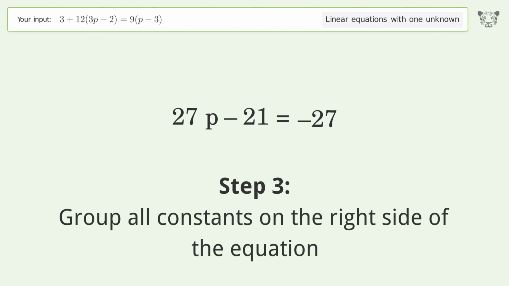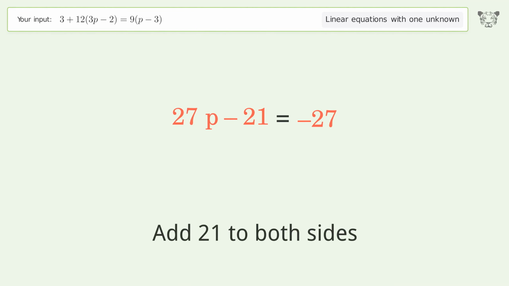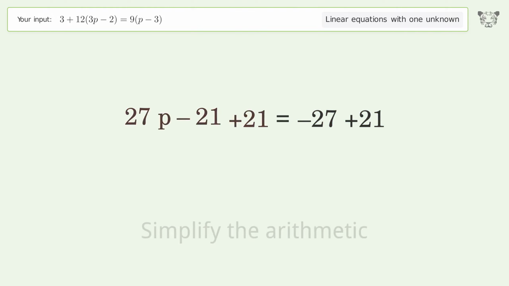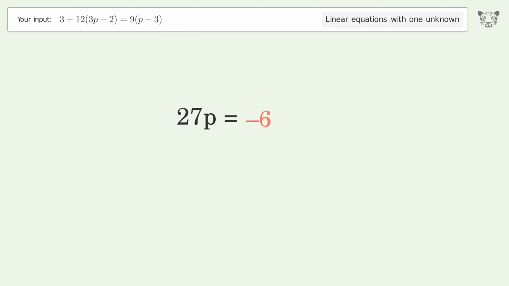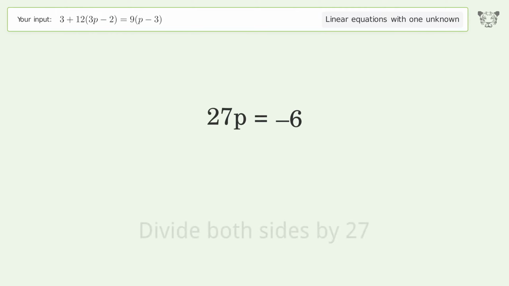Group all constants on the right side of the equation. Add 21 to both sides. Simplify the arithmetic. Isolate the p. Divide both sides by 27.